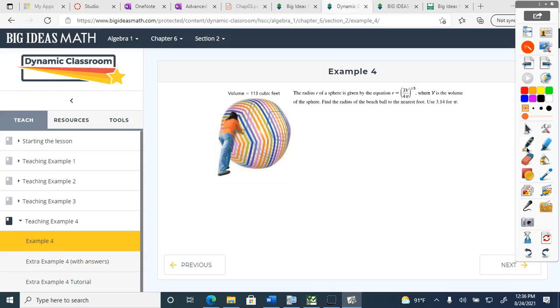So we're finding the volume of this huge blow up sphere. The ball is a sphere, I guess. It says the radius of a sphere is given by this equation. R equals 3V divided by 4 pi to the 1/3 power, where V is the volume of the sphere. Find the radius of the beach ball to the nearest foot. Use 3.14 for pi. So we are finding R. Okay? R equals 3V. What is V?